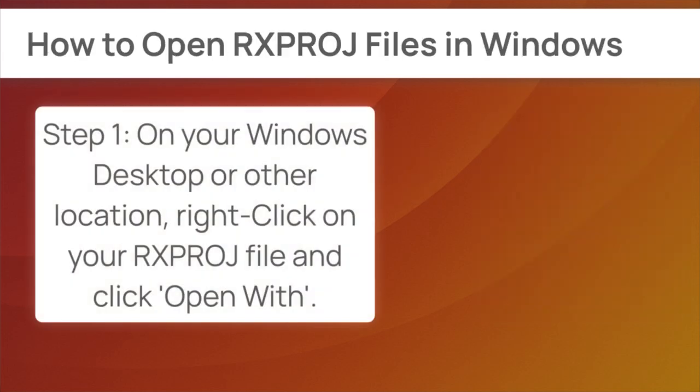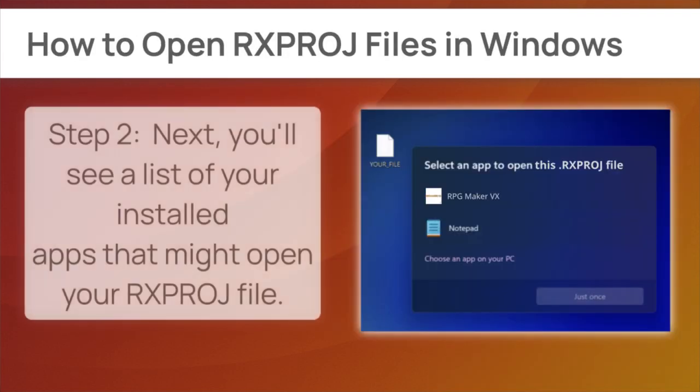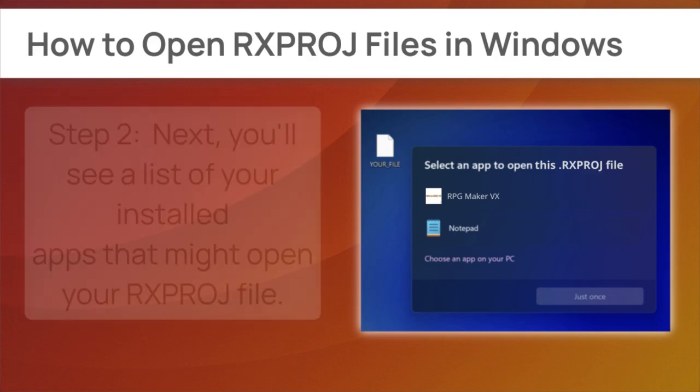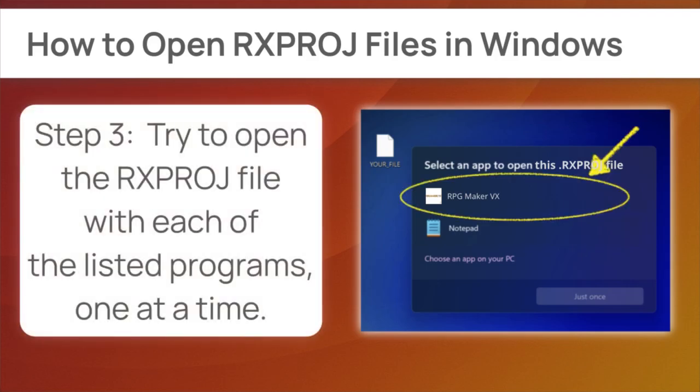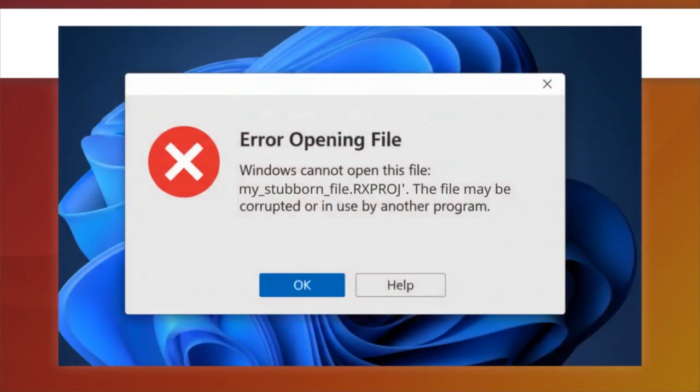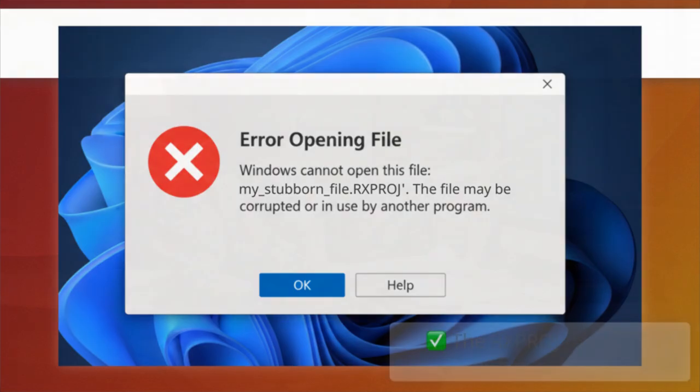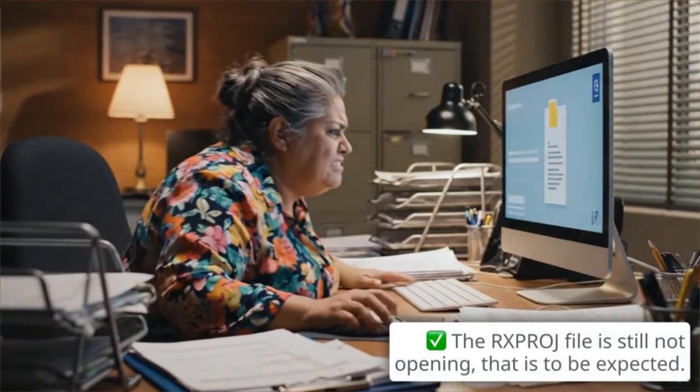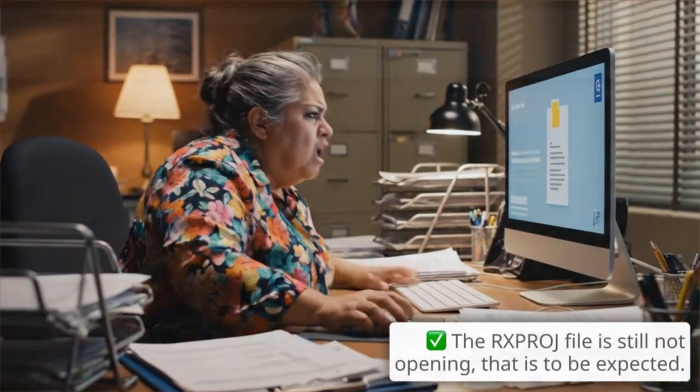Your first step towards data access, right-click the RXPROJ file and select Open With. If RPG Maker VX is on your system, try that first. If not, try another option immediately. If you are still having trouble opening the RXPROJ file, do not worry. I'm going to explain the most common technical reasons behind the file failure before we use the one-click solution.